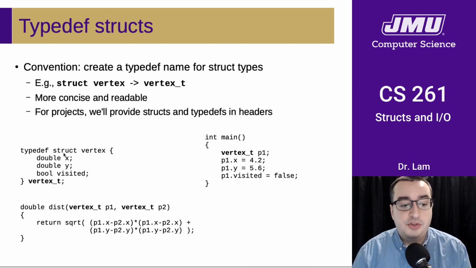And we do that simply by surrounding the struct definition with a typedef definition. So basically, we're saying take this whole struct definition, and we're going to call that vertex_t. That cleans up the code a lot, because now we can just say vertex_t instead of struct vertex everywhere in the code.